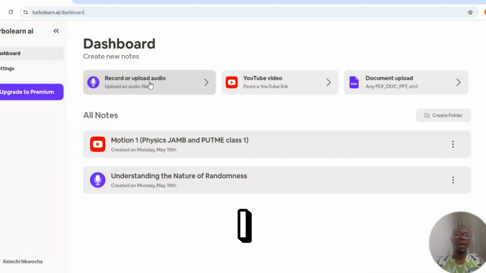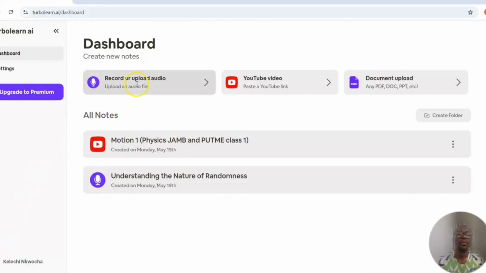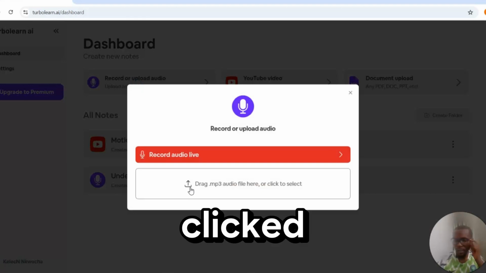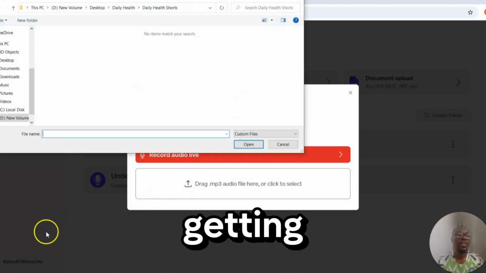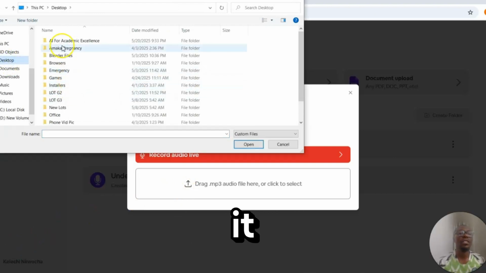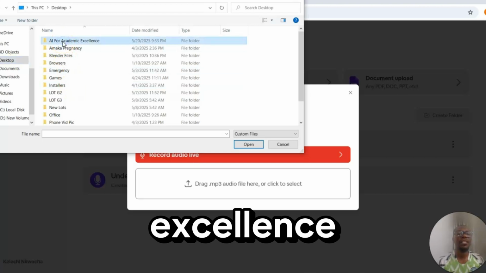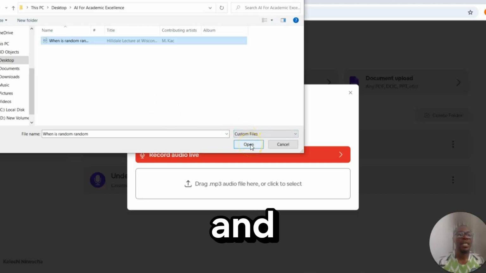Okay, so I will go to my audio file. So I clicked on that place here. So I'm getting to this point on my desktop. That's exactly where I stored it. So AI for Academic Excellence. I think I have an audio. I have other files here, but because they are not MP3 files, they are not visible here. Okay, so I'll click on this, and the topic is when is random.